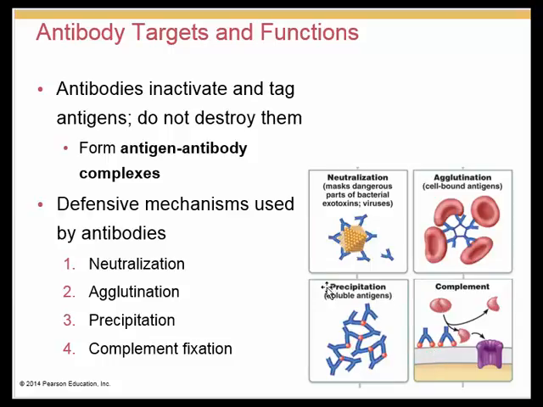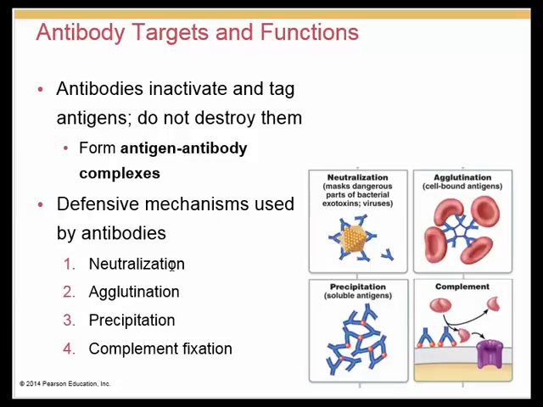Don't know if I've mentioned yet precipitation, where antibodies will attach to soluble components, say the toxins from that jellyfish. And antibodies also coat things like viral particles so they can't enter the cell, bacteria as well can be coated. That process is called neutralization. So antibodies, again, they inactivate antigens, they flag them to be destroyed, but they do not destroy the antigens themselves. They are a defensive mechanism, and we use them in these 4 different ways.